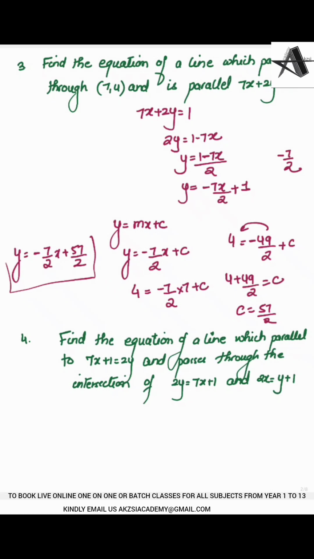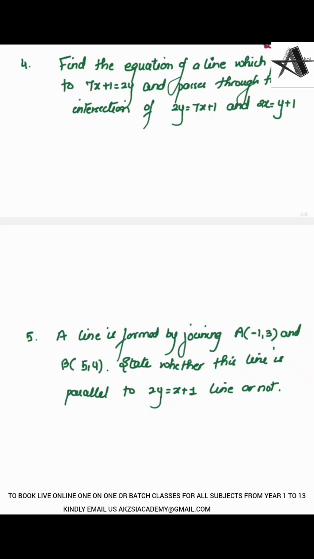This is our equation of the line. The next question says find the equation of a line which is parallel to this one. We know that the line that we are finding is parallel to this one, but it passes through the intersection, because we know we need one point, and that one point we can get by finding the intersection of these two lines. Ultimately, what's the meaning of this? That these two lines are 2y equals 7x plus 1 and 2x equals y plus 1.